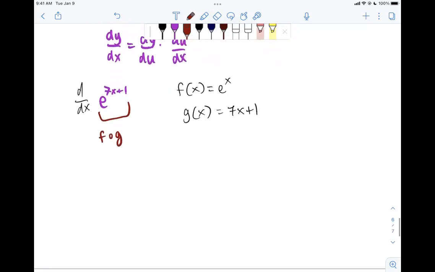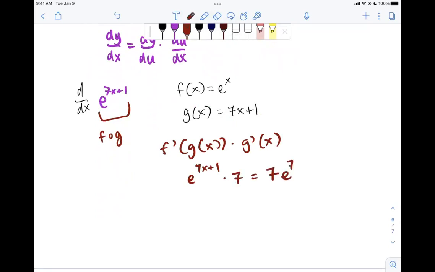And then the derivative is f prime of g of x times g prime of x. So the derivative of f is just e to the x, but then we evaluate at g of x. So that's e to the 7x plus 1 times g prime of x, the derivative of this, which is 7. So that just gives a final answer of 7e to the 7x plus 1.